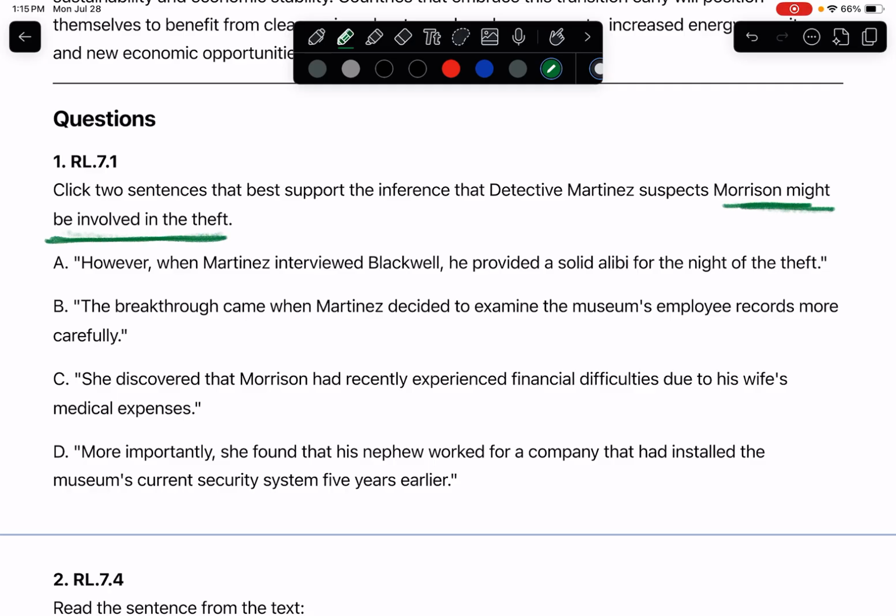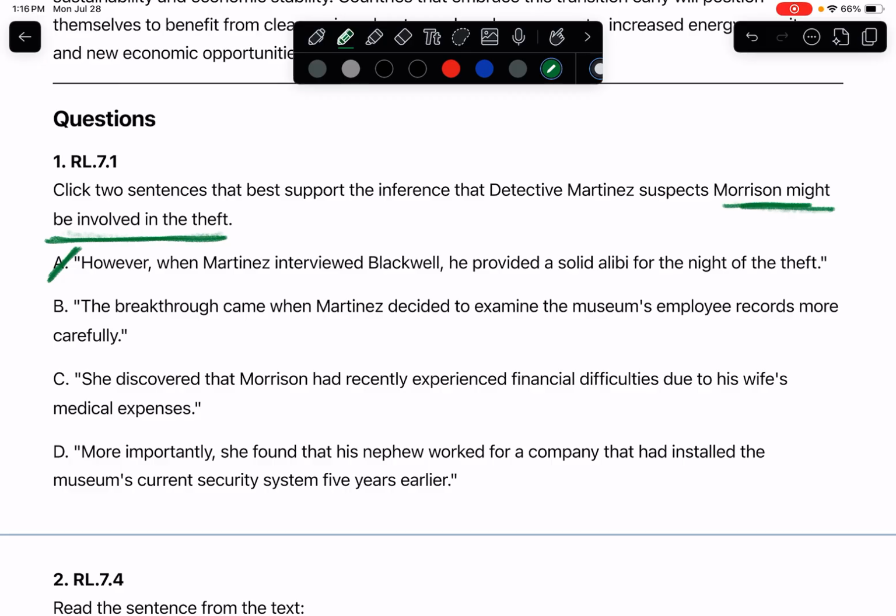So what evidence do we have that can support that? However, when Martinez interviewed Blackwell, he provided a solid alibi for the night of the theft. This has nothing to do with Morrison, right? Nothing. The breakthrough came when Martinez decided to examine the museum's employee records more carefully.